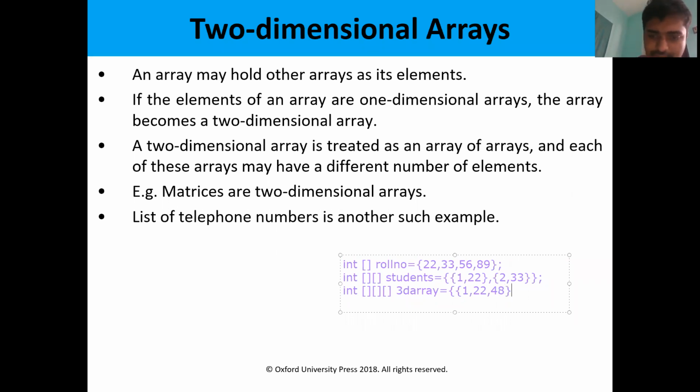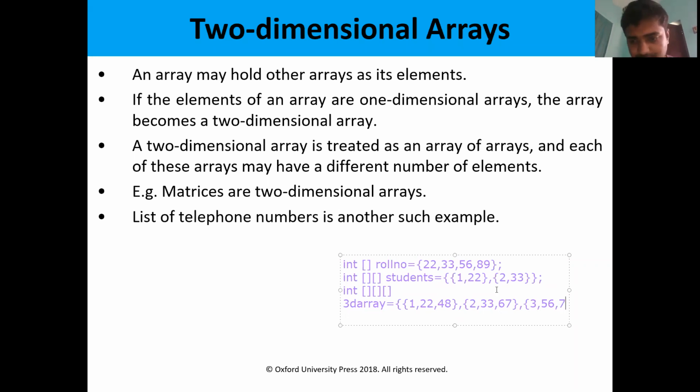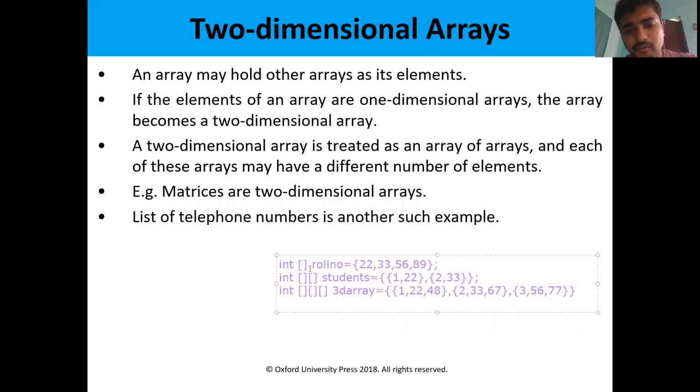48. This is one dimension. The next dimension is 2, 33, 67. Second dimension. The next, third dimension is serial number 3, roll number 56, address 77. Then you close the braces. This is the general syntax for one-dimensional, two-dimensional, as well as three-dimensional arrays.